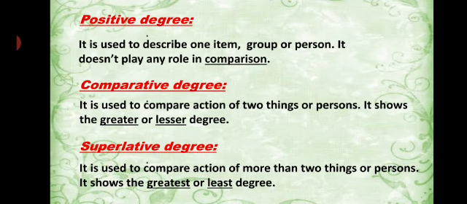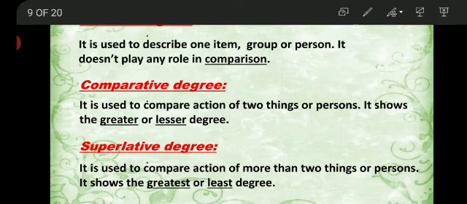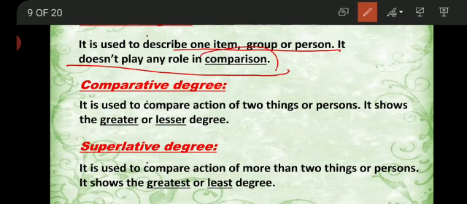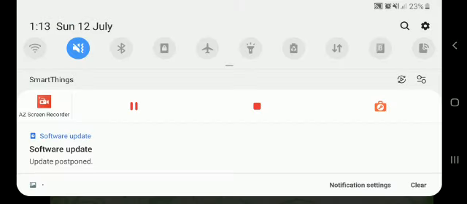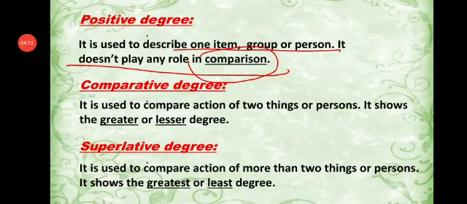Positive degree. It is used to describe one item, group, or person. Basically, this degree is used for describing any adverb, adjective or verb. You may also say that it does not play any role in comparison. The next degree is comparative degree.